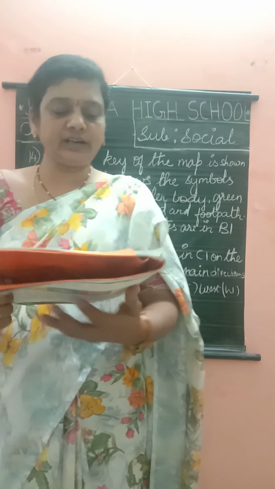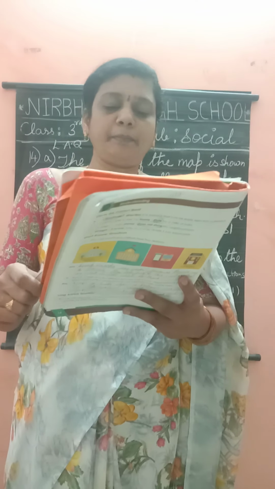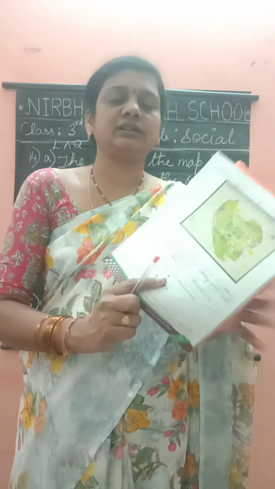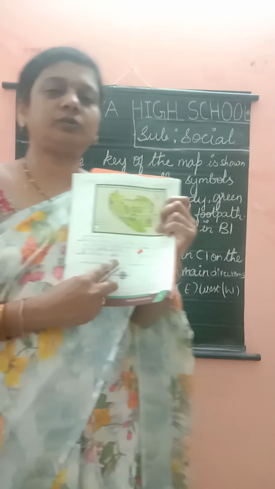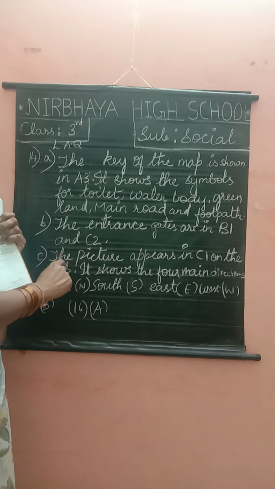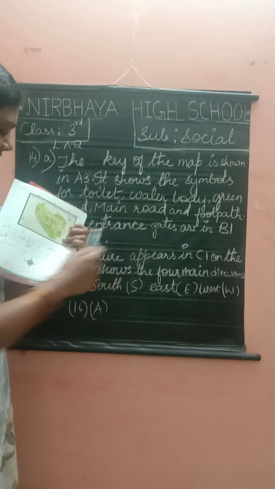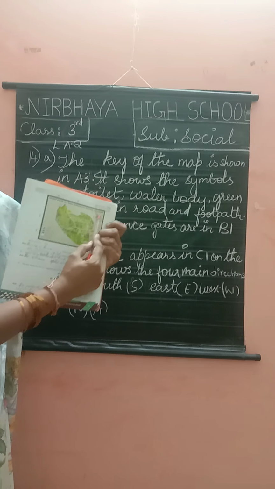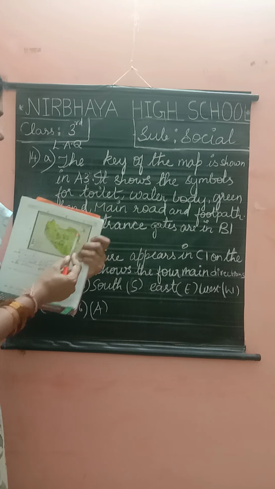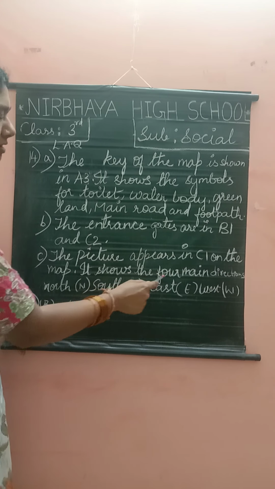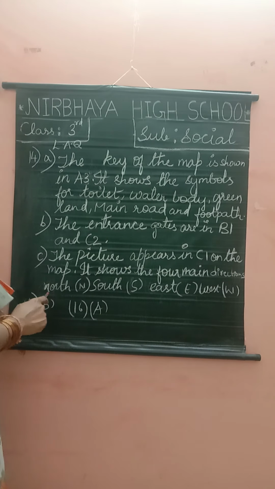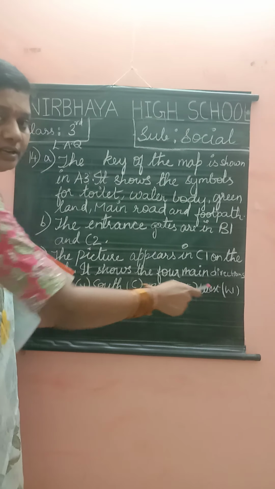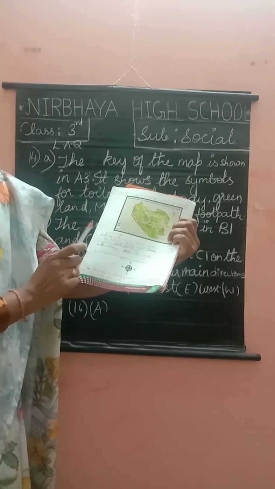The C question, children. Where does the picture appear on the map? What does it show? See here, children. What is this picture? Yes, the picture appears in C1 on the map. It shows the four main directions: north, south, east, west. Yes, children. The answer C.